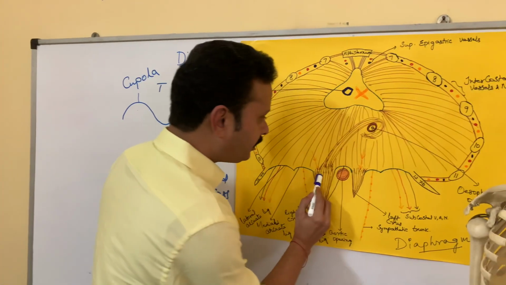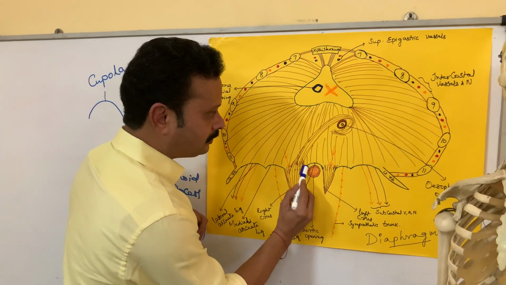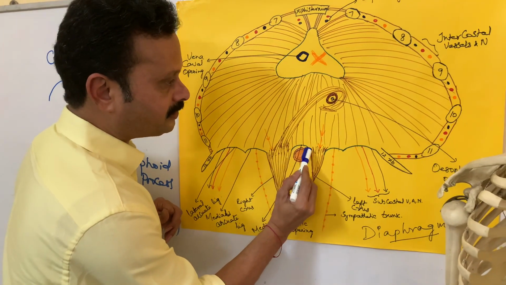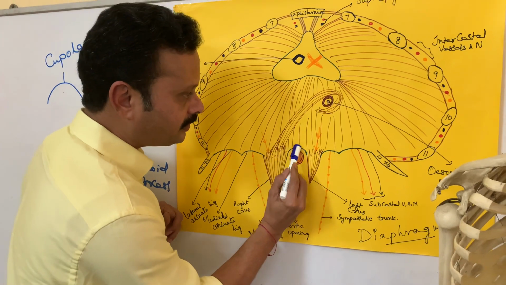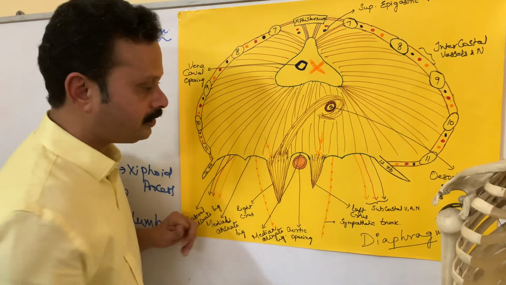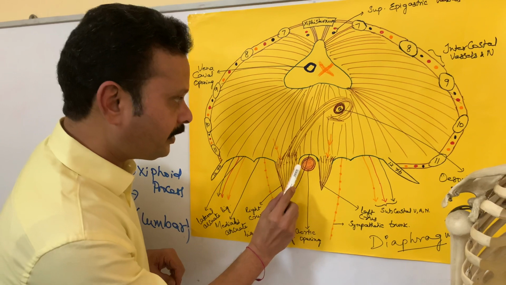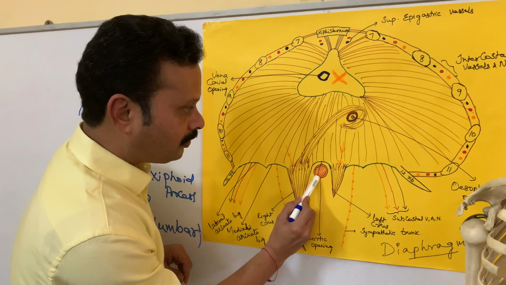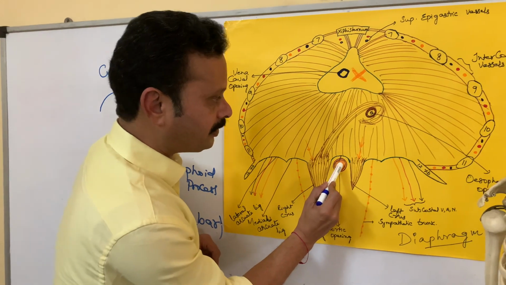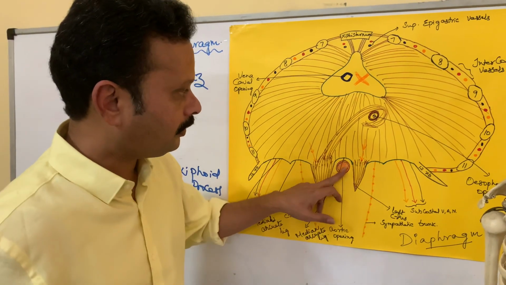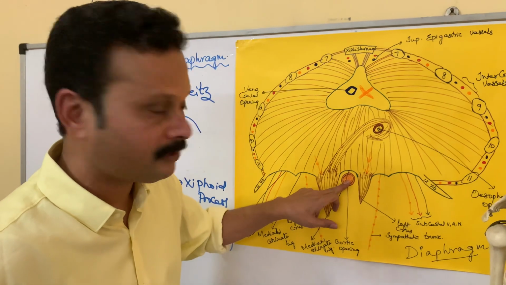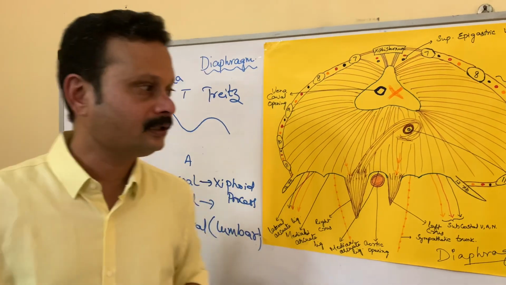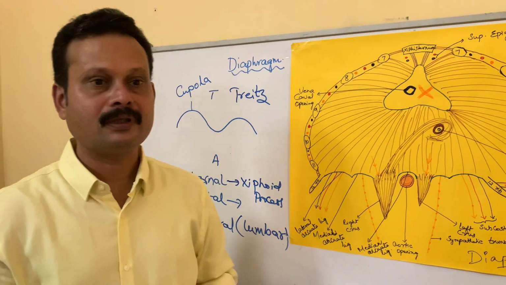And between these two crura, there is the median arcuate ligament. The ligament which is connecting these two crura, this one, is the median arcuate ligament. This median arcuate ligament lies in front of the aortic opening, transmitting the descending or abdominal aorta. So this is about the crus. That is the first vertebral origin.